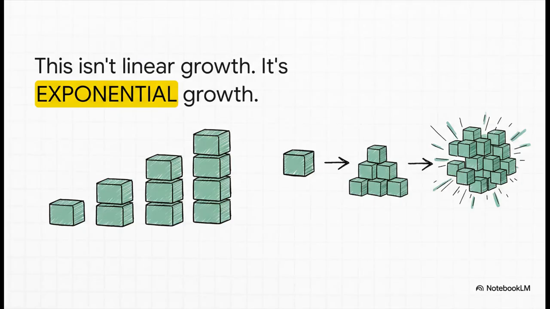And that's the absolute key to this whole thing. The time isn't just adding up bit by bit, it's multiplying. For every single number we add to the input, the amount of work pretty much doubles. And that runaway train is the textbook definition of exponential growth.